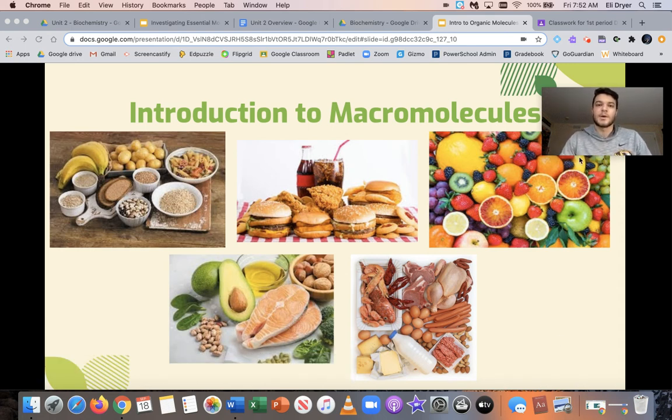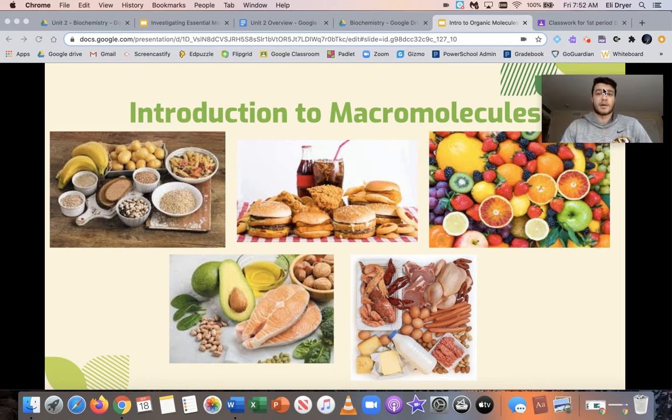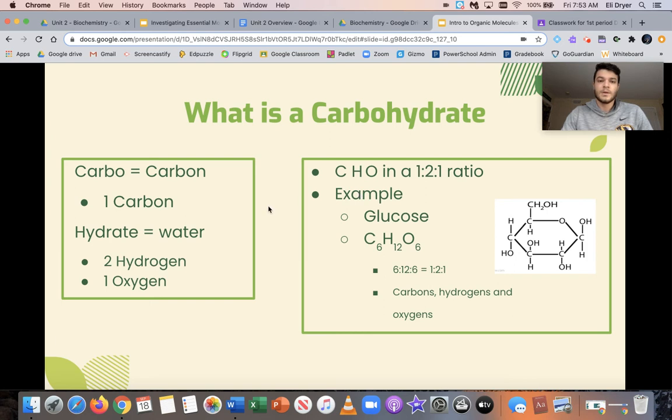Congratulations. I'm going to go over our first macromolecule. Real quick before I start, remember that a macromolecule just means macro, large molecule. That's it. It's just a very large molecule. So the first one that we're going to go over is a carbohydrate.